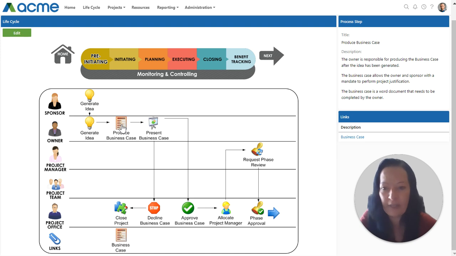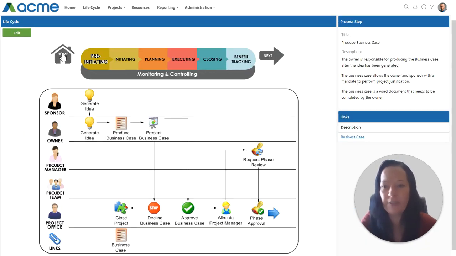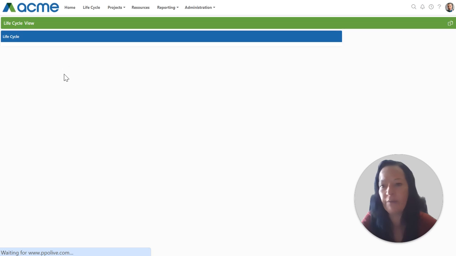If you click on any of these icons, here's the additional interactivity. So I clicked on Produce Business Case. On the right-hand side, you'll then see a process step to produce the business case and a short description of that. We also have the ability to add links. So here you can see we have a link to a business case template. And if I click through to that, it takes me to the actual document view for that template in PPO where I can just download the physical file. To get back to my home page, I simply click on the home icon over here.